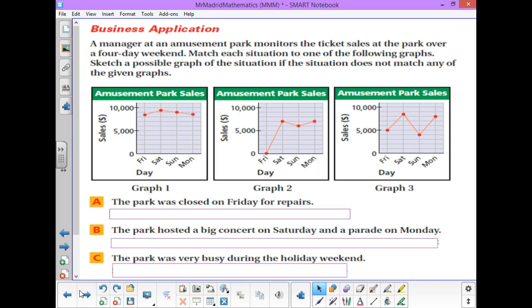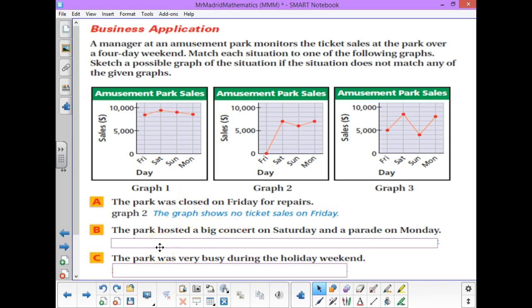Okay, so situation A, the park closes on Friday for repairs. If we're looking at sales on the y-axis and the days of the week, or during this 4-day weekend, excuse me, on the x-axis, I would think that if the park was closed on Friday, in terms of sales, there'd be none. I should be looking for a Friday of 0 sales. So I'm thinking this graph. Okay, let's take a look. And graph 2, the graph shows the ticket sales on Friday.